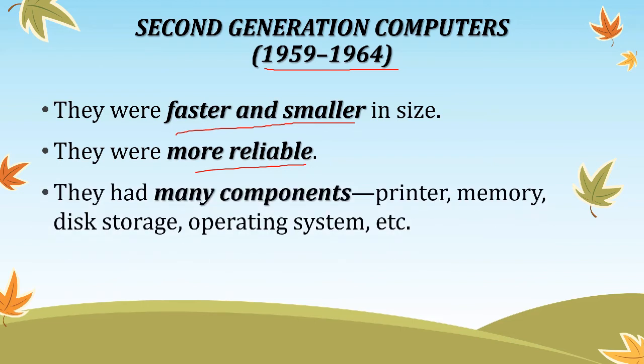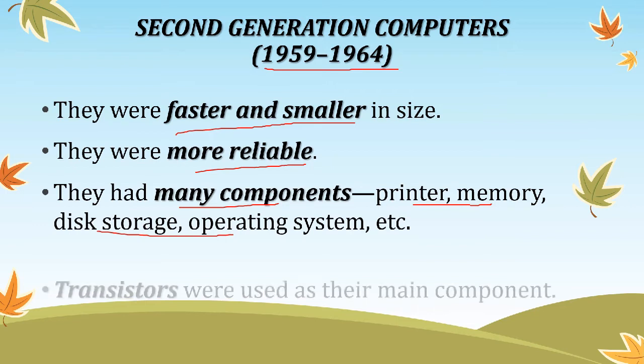And they have many components, for example printer, memory, disk storage, operating system. In first generation computers we don't have this kind of components. The main component used in first generation computers is vacuum tubes, right? Do you remember vacuum tubes? Yes. But here we can use components like printer, memory, disk storage, operating systems, etc.